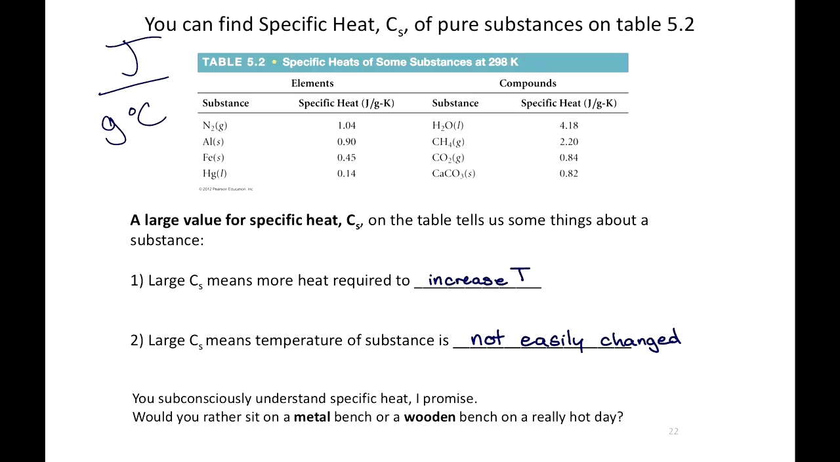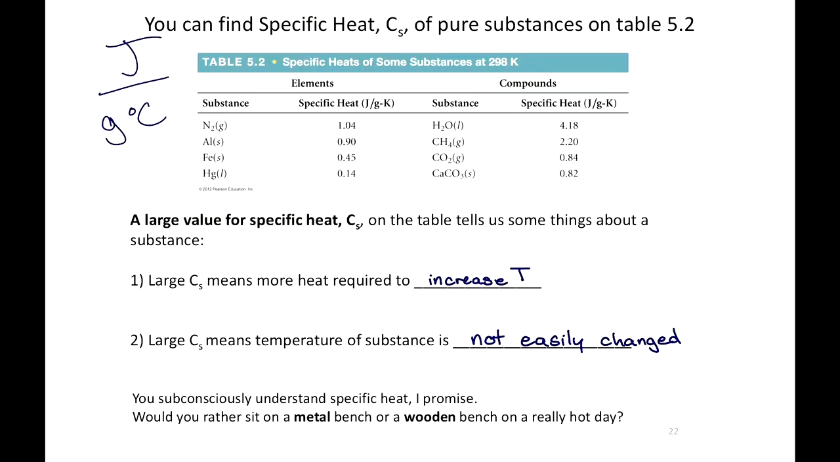Okay, so I promise you, you subconsciously understand specific heat. Okay, so pretend it's a really, really hot day. You just went on like a 10-mile hike, and you see two benches. They're out in the sun, and you have the choice to sit on a metal bench or a wooden bench. Which one do you sit on? The wood. Why do you sit on the wooden one? Because it's probably cooler, right?